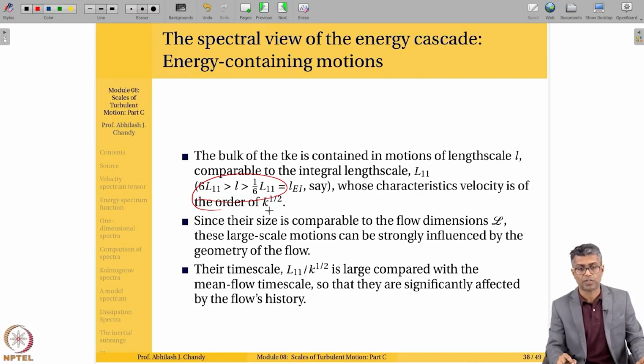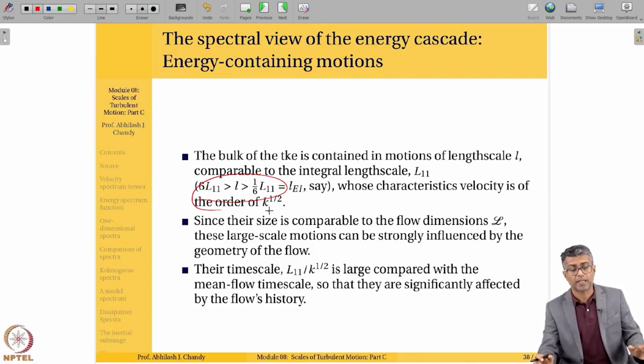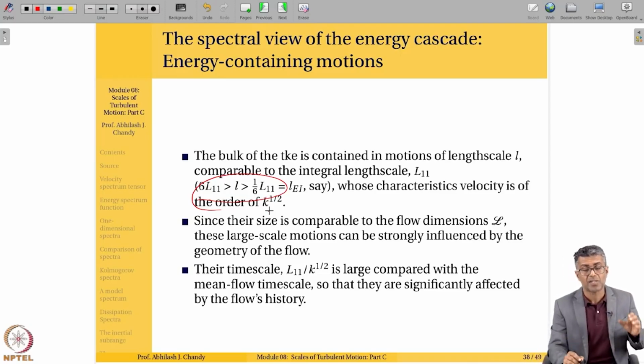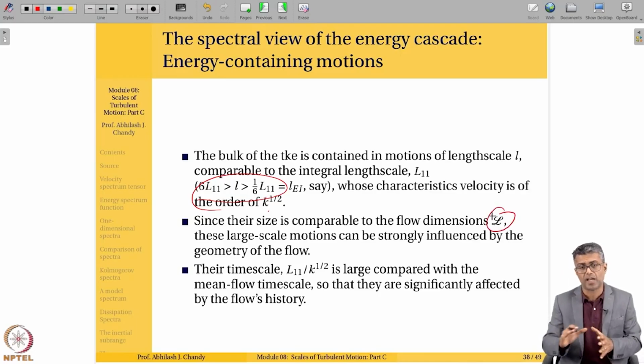Now here the characteristic velocity is of the scale k to the half, because u is the square root of the turbulent kinetic energy of the scale. We are not saying it is equal to. The other thing is this L_EI or L11 is comparable to the flow dimension, and the flow dimension is your fancy L, your characteristic length scale. So the large scale motions are significantly influenced by the geometry of the flow.